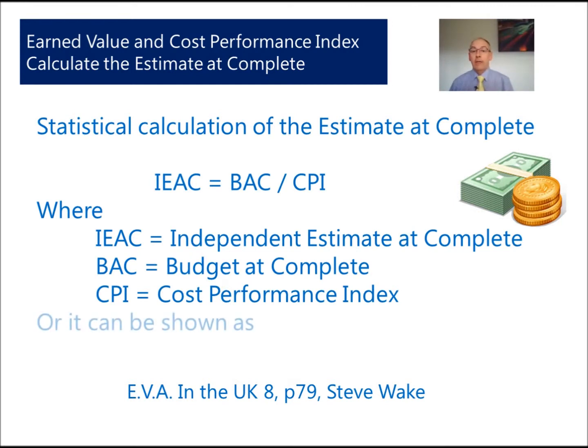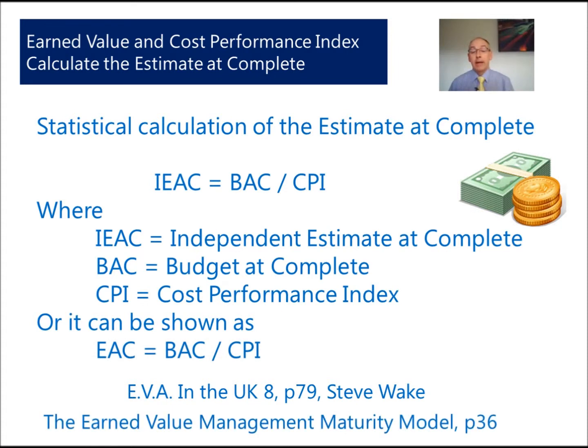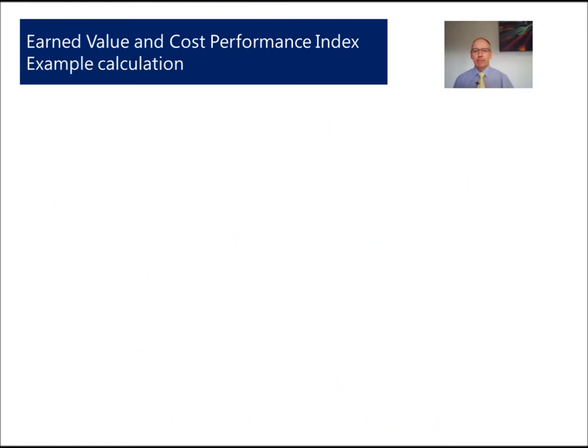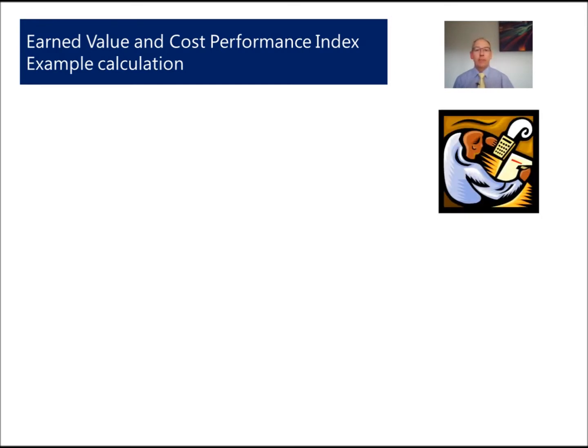Alternatively, it could be shown as estimate at complete equals budget at complete divided by the CPI. And again, this looks at two publications, EVA in the UK by Steve Wake or the Earned Value Management Maturity Model by Ray Stratton. So lots of theory, lots of algorithms. Let's look at a worked example.